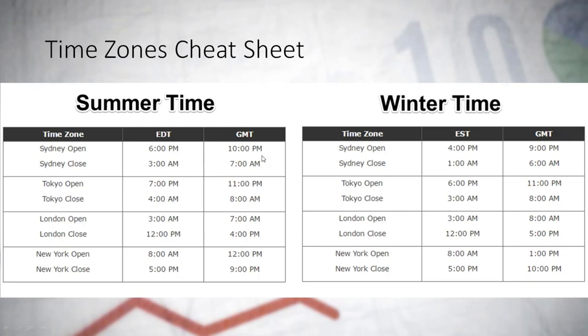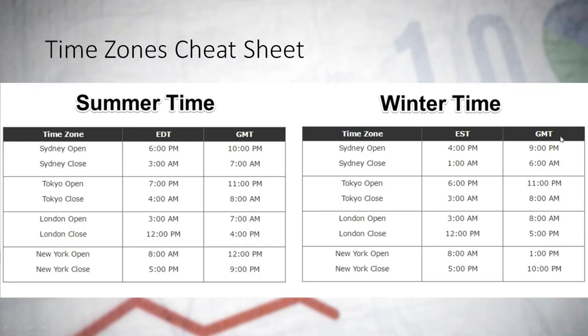This is the summer time, and in GMT, there are 10 p.m., 7 a.m., 11 p.m., 8 a.m., 7 a.m., 4 p.m., 12 p.m., 9 p.m., respectively, Sydney, Tokyo, London, and New York. In winter time, there are slight differences because, as you know, countries move their clocks by 1 hour, which is reflected in the trading time on the Forex market. In winter, Sydney opens at 4 p.m. American time, closes at 1 a.m., Tokyo opens at 6 p.m., closes at 3 a.m., London opens at 3 a.m., closes at 12 p.m., New York opens at 8 a.m., closes at 5 p.m.